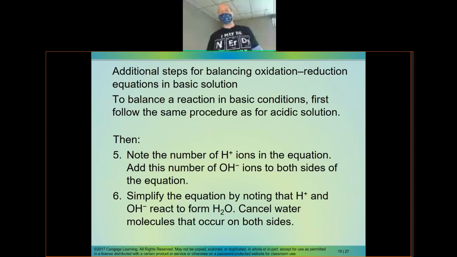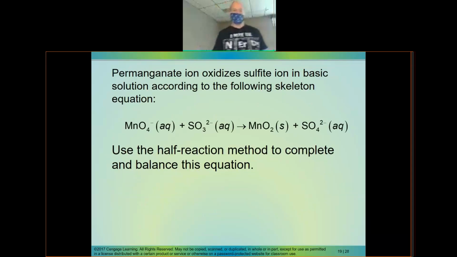So here's their explanation of if you're doing it the way the book does it. If you have one that's in base, the number of H plus ions that you'd put in, you would add that same number of OH minus to both sides, and your H plus and your OH minus react to form H2O, and then you cancel the waters on both sides. All right, so you can do it that way. I do not do it that way.